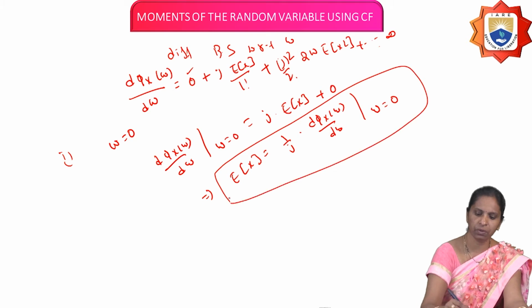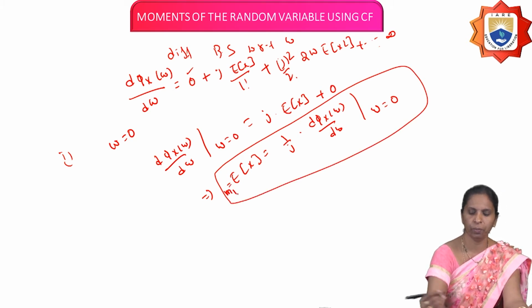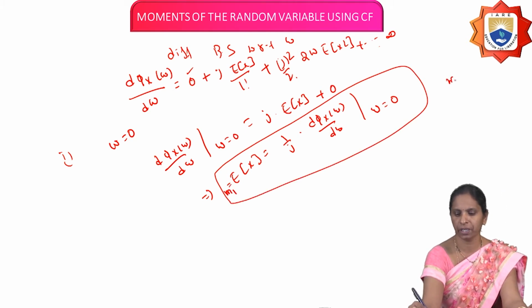This is nothing but what? The first moment about the origin. What is mn? Expectation of x power n. If n equals to 1, m1 is nothing but u of x, nothing but mean only.